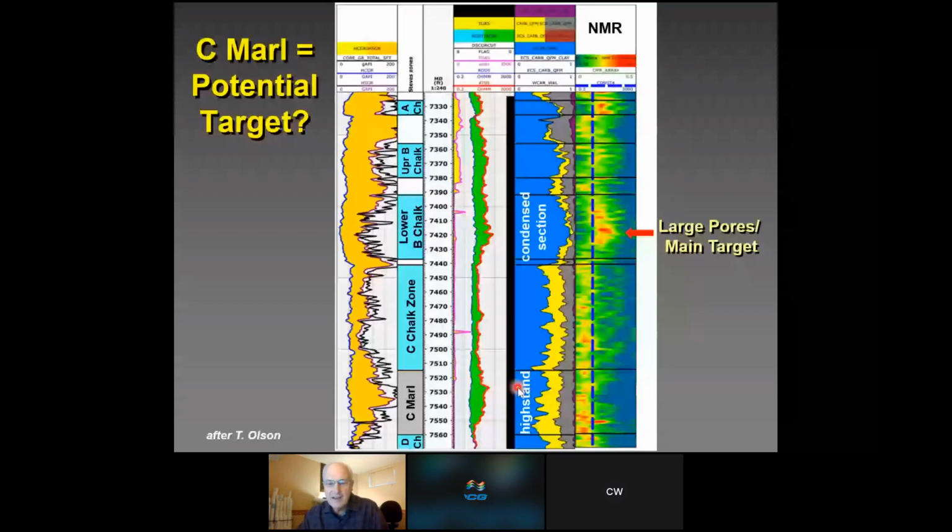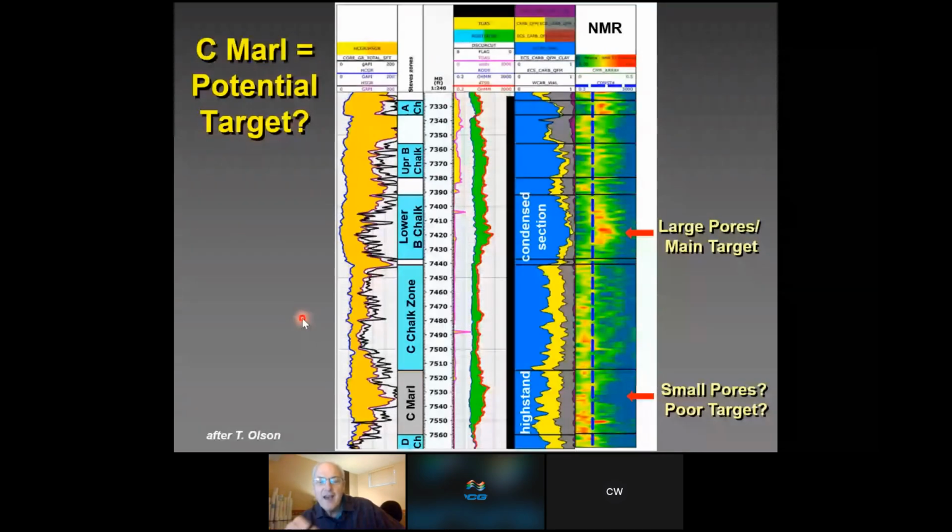In the high stand, we've got more detrital, silica and clay in the yellow and the gray. But the NMR log would say these are small pores. Well, I just showed you that the NMR log can lie if you've got these long, narrow pores. So maybe that should be a target. Maybe we should be drilling it. Keep bringing in data. Answer that question.